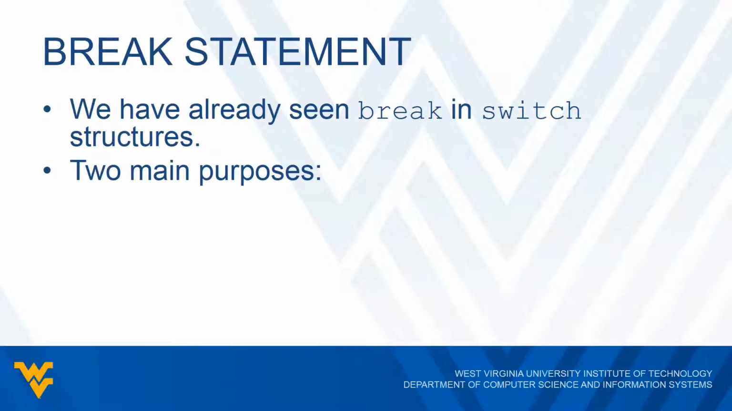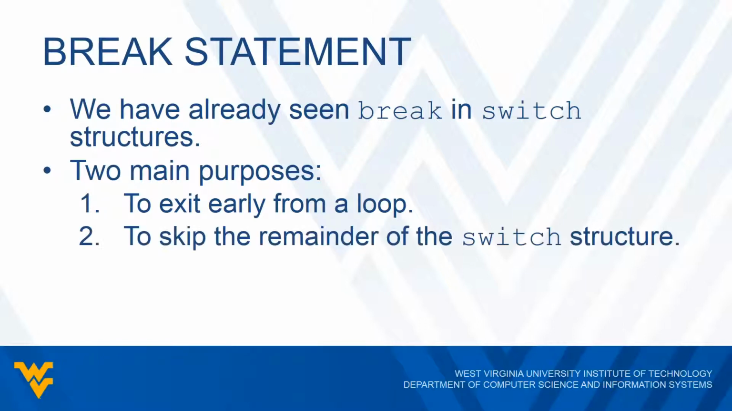It pretty much serves two main purposes. The first thing is to allow us to exit early from a loop. As soon as we read the break statement, we just get out of the loop regardless of the number of iterations we've gone through. It also allows us to skip the remainder of a switch structure. So if we read one particular case and then we see our break line, then we don't need to execute any of the other cases.